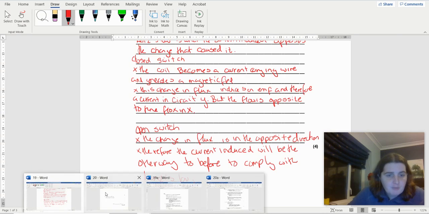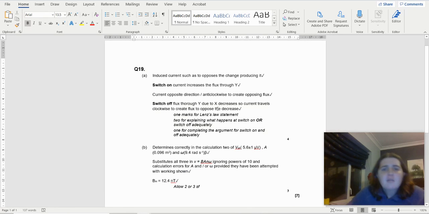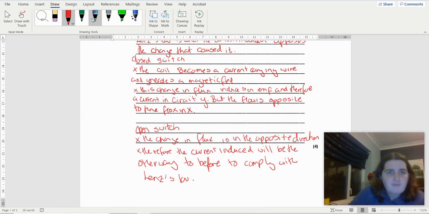So if we actually look at the mark scheme for this, the mark scheme here, they want you to mention Lenz's law. So normally when they ask why, state Lenz's law. Okay, so when the switch is on, the current increases the flux through Y, which causes the current in the opposite direction of the flux here. When the switch is off, the current through X decreases, so the current travels in X to create flux to oppose the decrease.